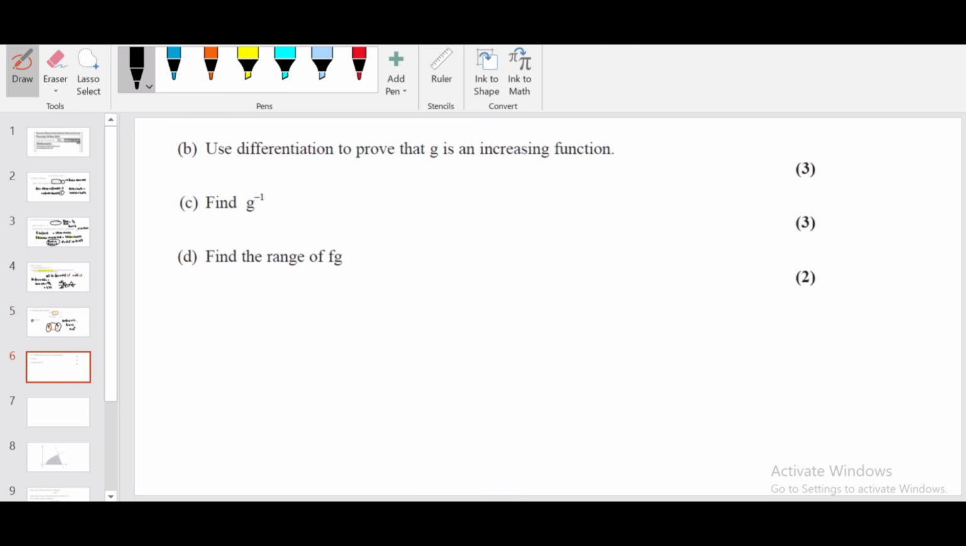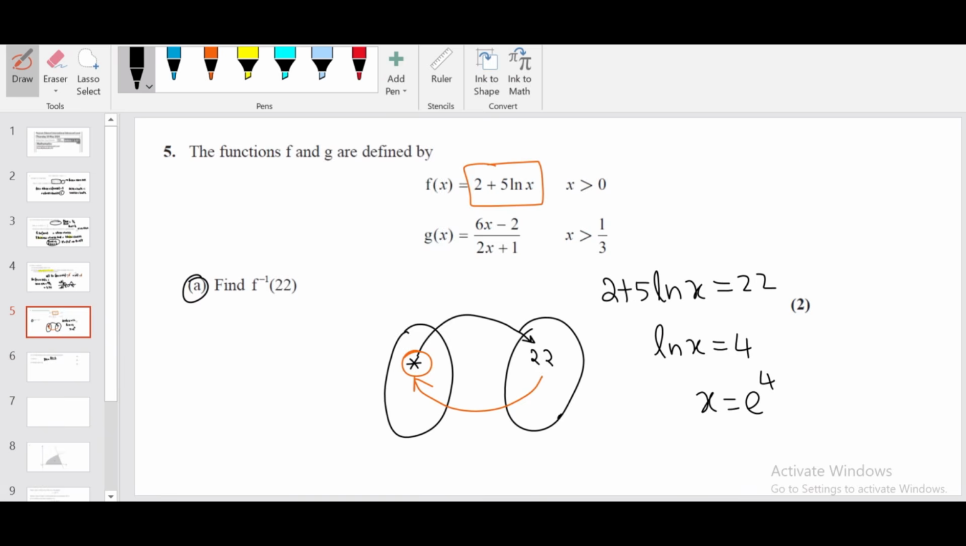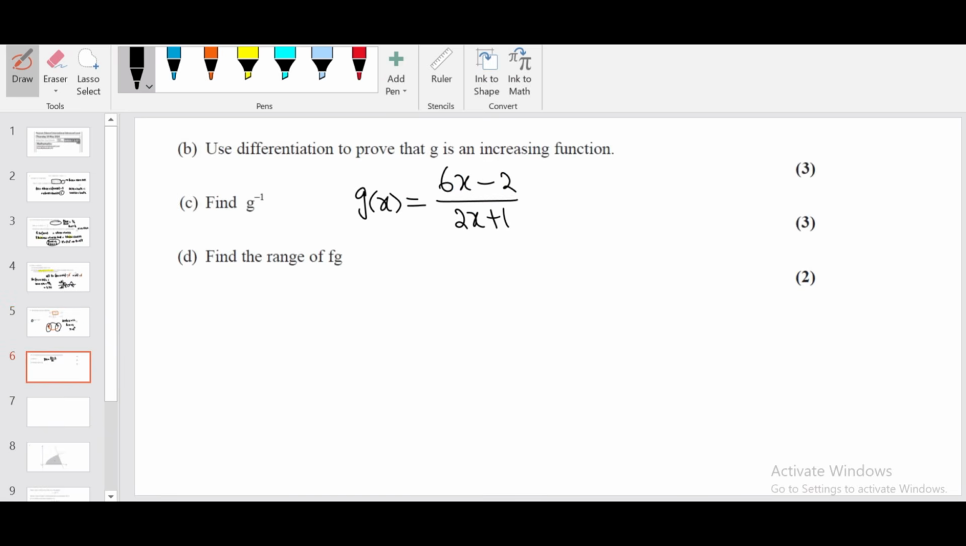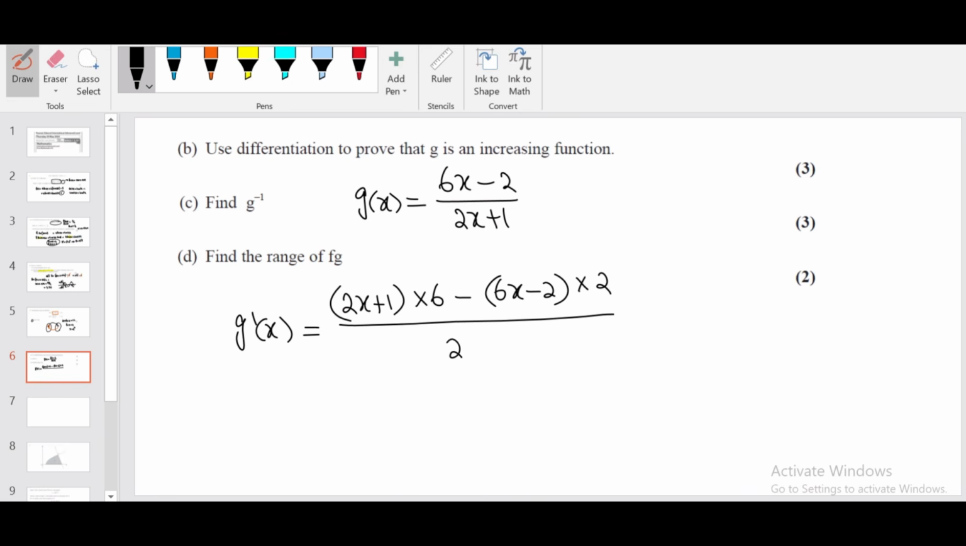Use differentiation to prove that g is an increasing function. Let's take g. g is equal to 6x minus 2 divided by 2x plus 1. We are going to apply the quotient rule. So g dash of x is equal to, keep the denominator as it is, differentiate the numerator, minus, keep the numerator as it is, differentiate the denominator, divided by v square. I am applying the quotient rule, vu dash minus uv dash over v square. This is u and v.